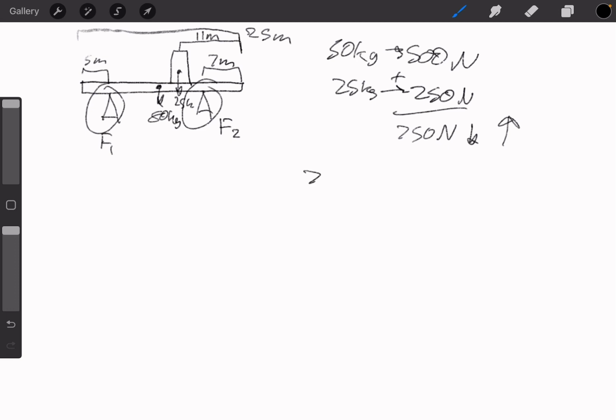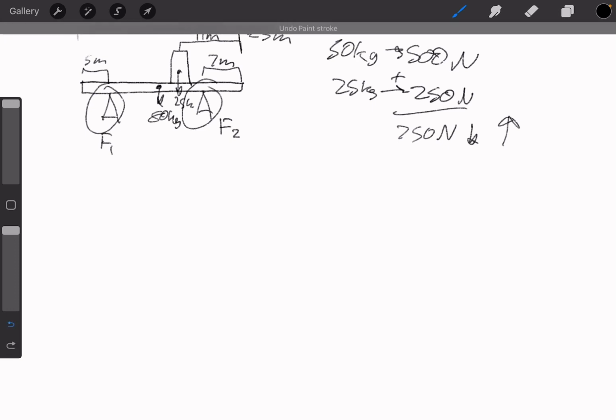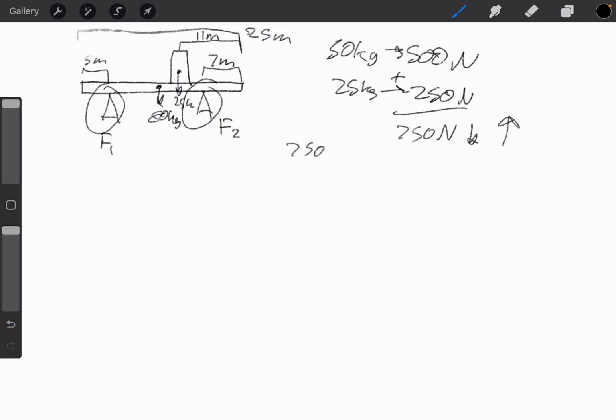So 750, let me move this closer to the top. 750 is equal to force of 1 plus force of 2. So now we're going to solve this in relation with force of 2, because the one good thing my teacher taught me was that when you do these sort of problems, you want to set an axis of rotation. So we're going to set that to be f of 1. So that way we can completely negate f of 1 from this equation. So that means f of 2 is equal to 750 minus f of 1.